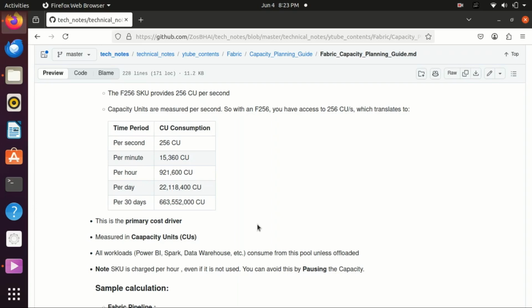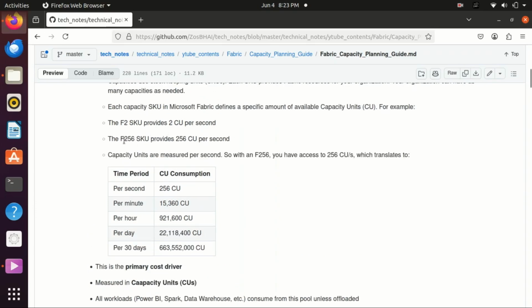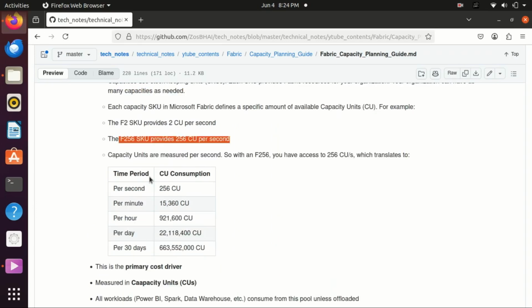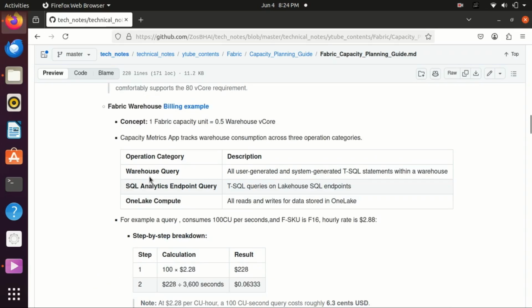Now let us understand capacity units, or CU. Each Fabric SKU defines a certain amount of capacity units available per second. For example, F2 provides 2 capacity units per second. F256 provides 256 capacity units per second. With F256, you get access to around 22 million capacity units available for a day to consume.